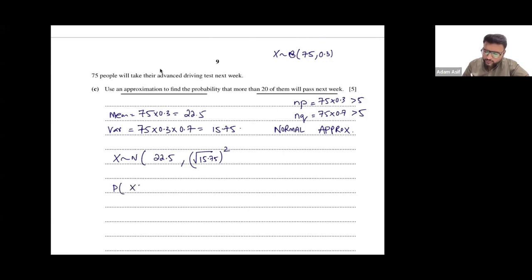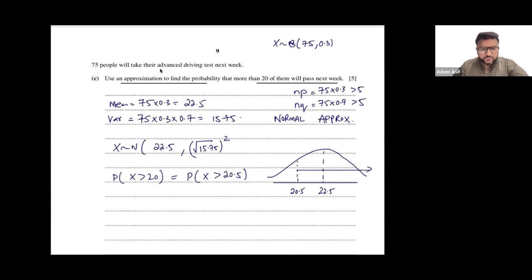We need to find the probability that X is more than 20. So we have to do a continuity correction over here. So we are going to take X greater than 20.5. If I draw the bell curve now, the mean is 22.5. I want to find greater than 20.5. The 20.5 value is going to be towards the left side of the mean.